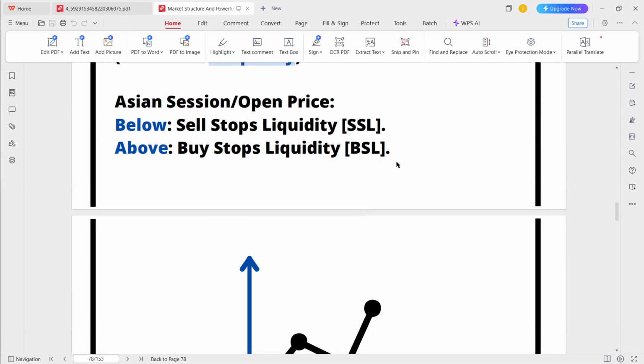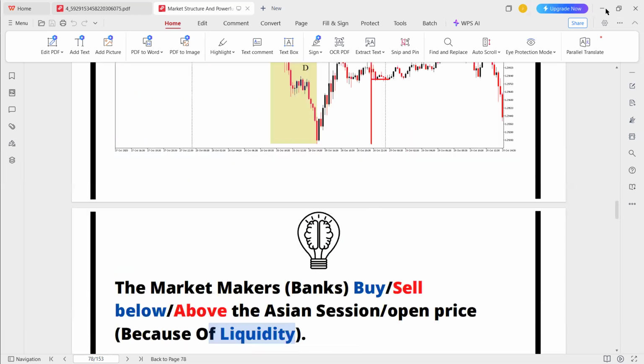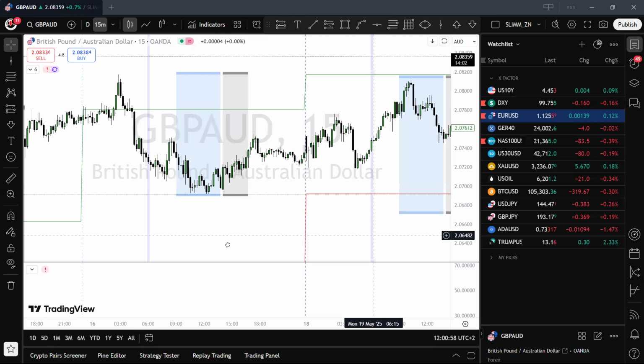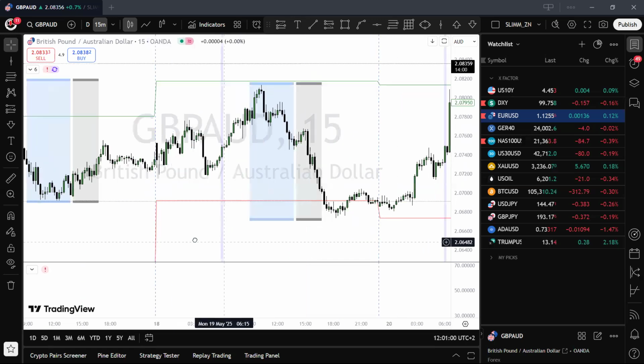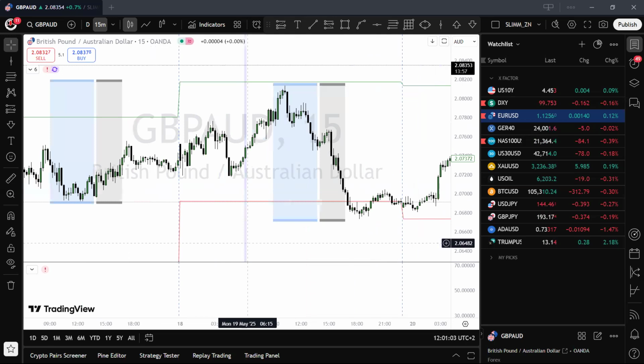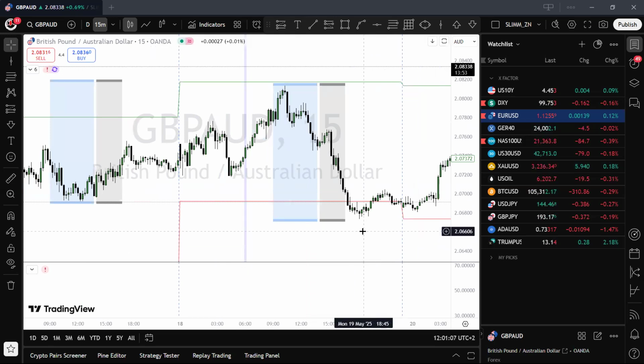So what's left for us to do right now is to jump back into the charts. Let's see what we have. Without wasting much time, do you see that we have a nice example here? This is GBP/AUD on the M15 time frame. For me, I just assume my Asian session to be just where my day starts.